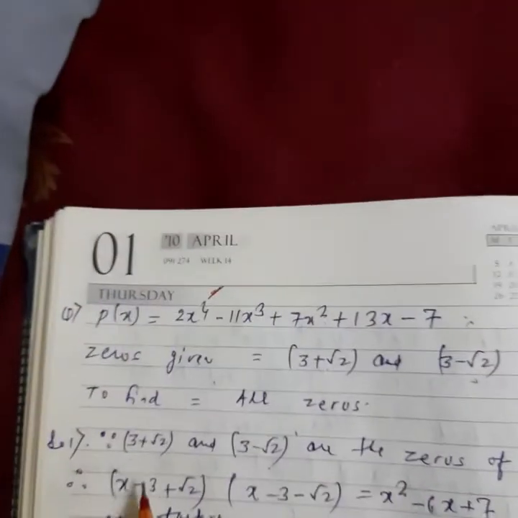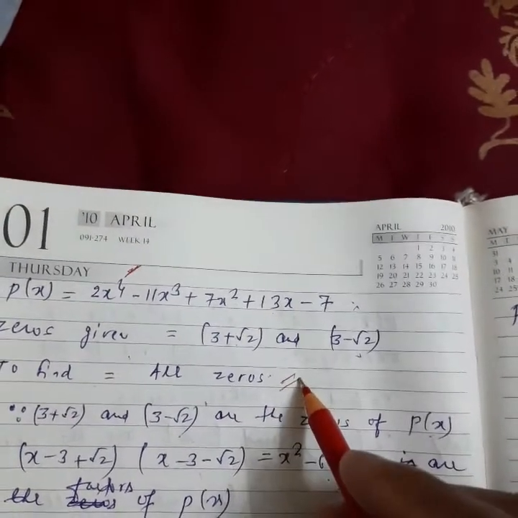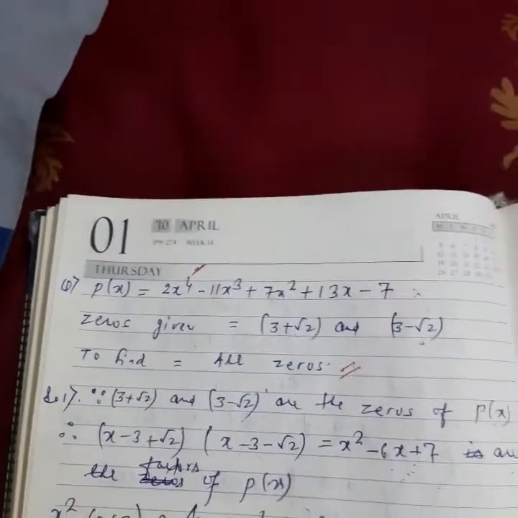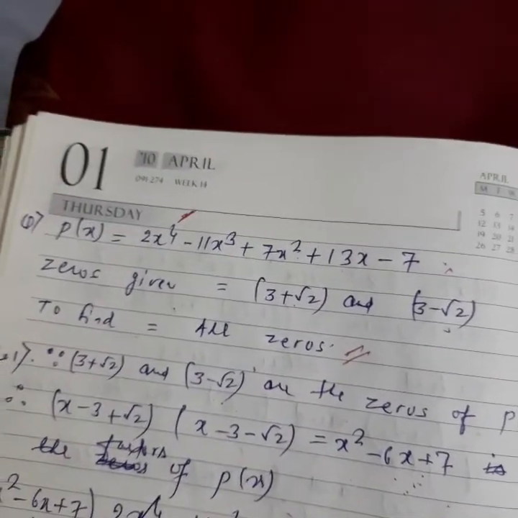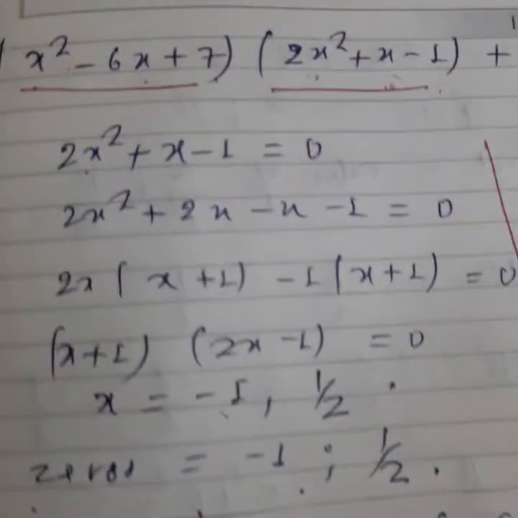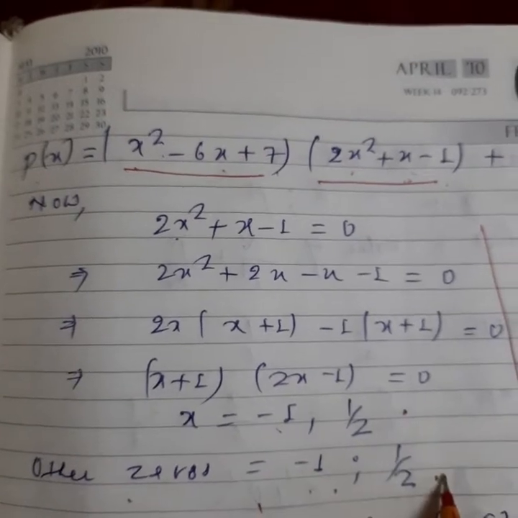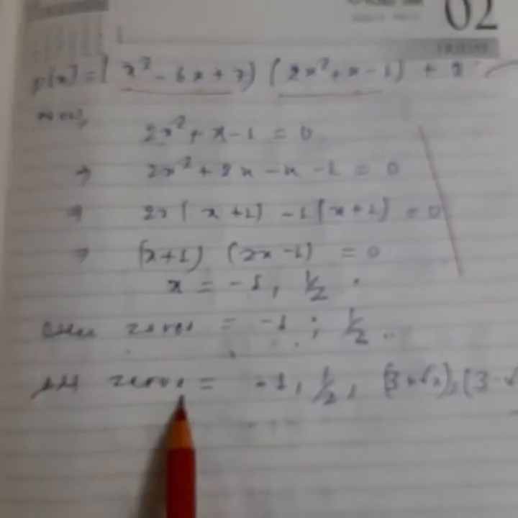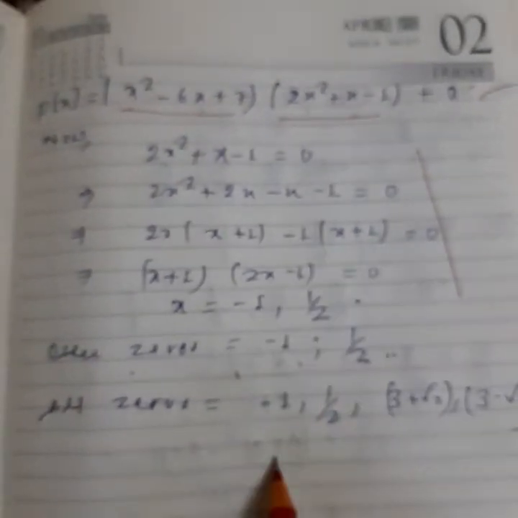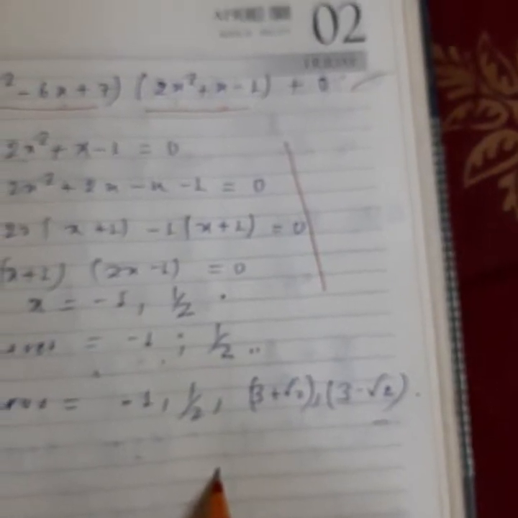Since the question was saying to find all zeros, keep this very carefully in mind. Sometimes questions say find all zeros. Sometimes questions say find the other zeros. If the question says other zeros, your solution will end here, that is minus 1 and 1 by 2. But if the question says write all the zeros, you will write the zeros you got, minus 1 and 1 by 2, and the remaining two which were given previously, that is 3 plus root 2 and 3 minus root 2.